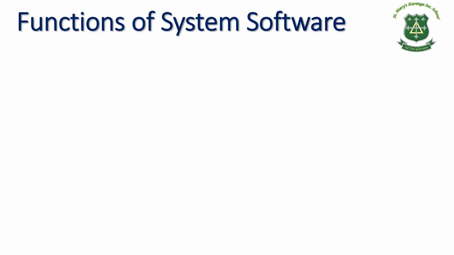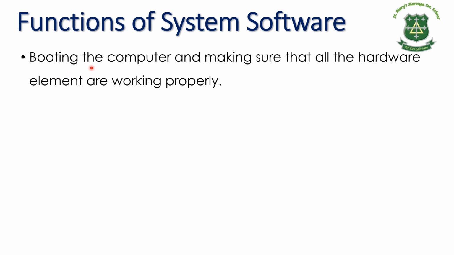Having looked at this, we need to know the functions. What are the functions of this system software? Number one is booting the computer and making sure that all the hardware elements are working properly. So the function number one of a system software, we have said, is there to look at and see that all the hardware and all the devices are working properly.